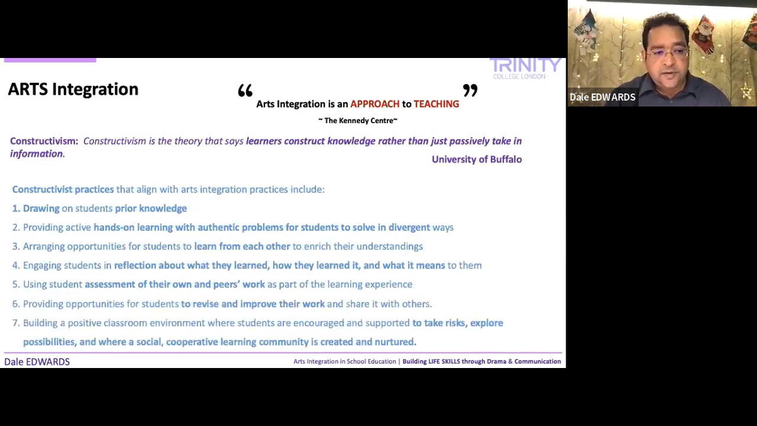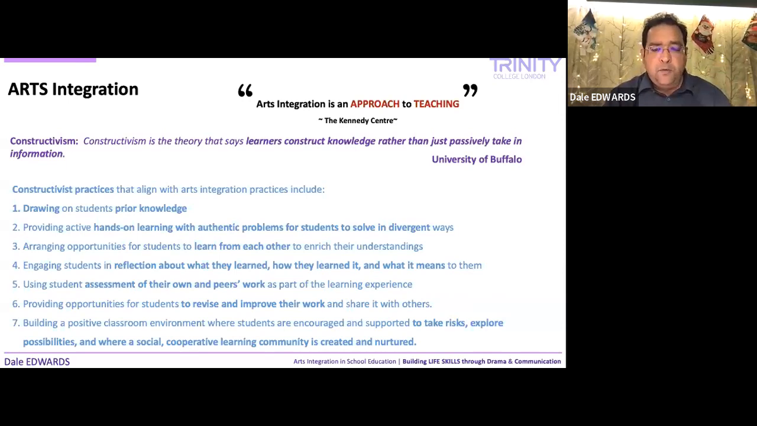So as you can see, this is really interesting. And of course, it doesn't end there. It also gives them a chance to revise and improve their work. And most importantly, it gives students the opportunity to take risks, to explore, to build within a cooperative framework. So this is how the teaching and the learning work hand in hand.